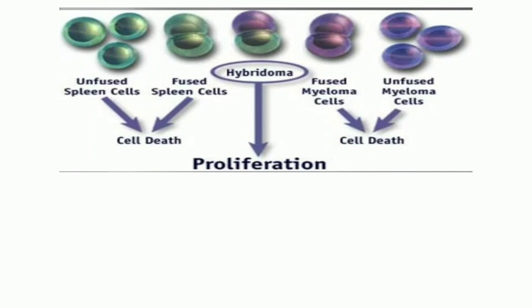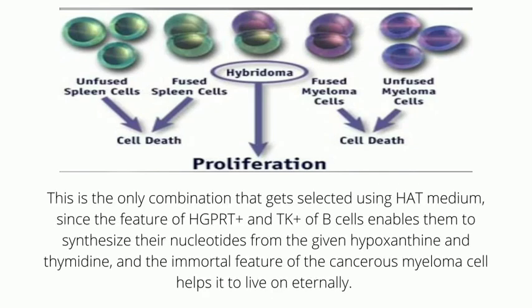Third and the last option is the combination of a B cell and a myeloma cell termed a hybridoma. This is the only combination that grows on HAT medium, that is, it gets selected since the feature of HGPRT plus and TK plus of the B cells enables them to synthesize their nucleotides from the given hypoxanthine and thymidine using the salvage pathway, and the immortal feature of the cancerous myeloma cell helps this hybridoma to live on eternally.